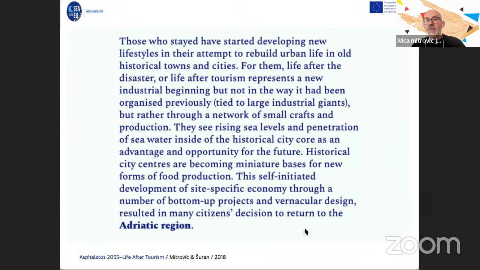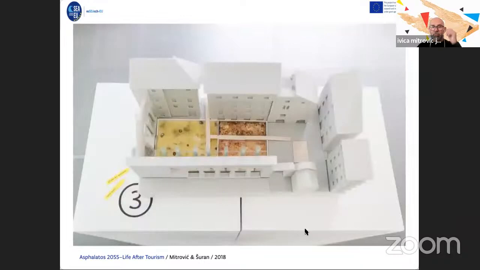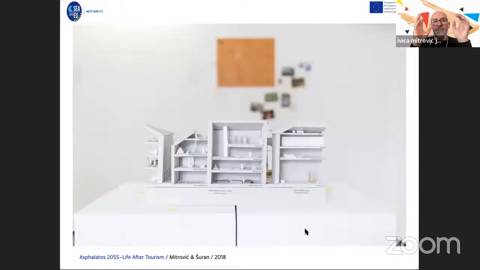And historical city centers are becoming places for new forms of food production. And in this scenario, the Peristyle Square in Split becomes one of the city pools for the new mariculture, for extremely resistant sea organisms: unicellular algae, branchiopod shrimps, and sea anemones. And the surrounding buildings are used for production, drying, preserving, packaging, and preparation for distribution. And citizens are organized in small cooperatives.